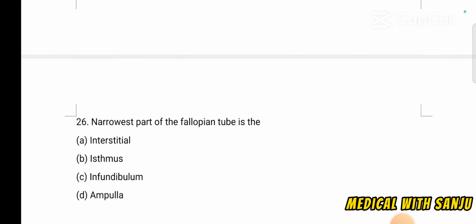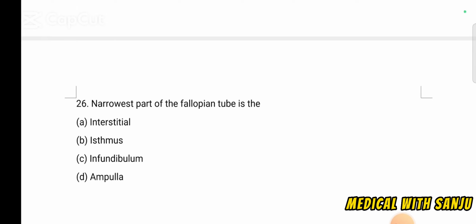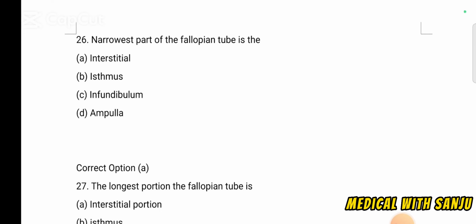Question number 26. Narrow part of the fallopian tube is option A interstitial part, option B isthmus, option C infundibulum, and option D ampulla. The narrowest part of the fallopian tube is interstitial. Option A is right answer. Fallopian tube has 4 parts: interstitial, isthmus, ampulla, and infundibulum.